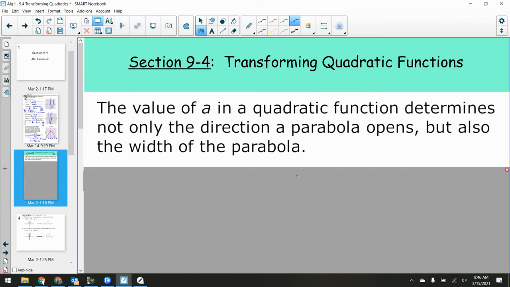The value of a in a quadratic function determines not only the direction a parabola opens, but also the width of the parabola. Do you guys remember when I talked about whether the parabola was happy or sad? How if the a value was positive, it opened upward, and if the a value was negative, it opened downward? That was all determined by that first number. That's a reflection, whether it opens upward or down, reflection over the x-axis. Now, I can also tell not only if there's been a reflection, but also whether the graph is going to be narrower or wider. It tells you the width of the parabola. And what we're looking at again is that a value.